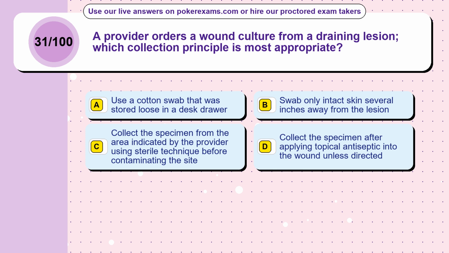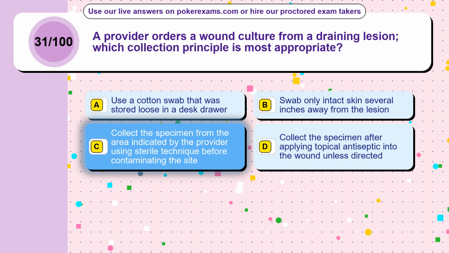Option A. Use a cotton swab that was stored loose in a desk drawer. Option B. Swab only intact skin several inches away from the lesion. Option C. Collect the specimen from the area indicated by the provider using sterile technique before contaminating the site. Option D. Collect the specimen after applying topical antiseptic into the wound unless directed. The correct answer is option C. Collect the specimen from the area indicated by the provider using sterile technique before contaminating the site.